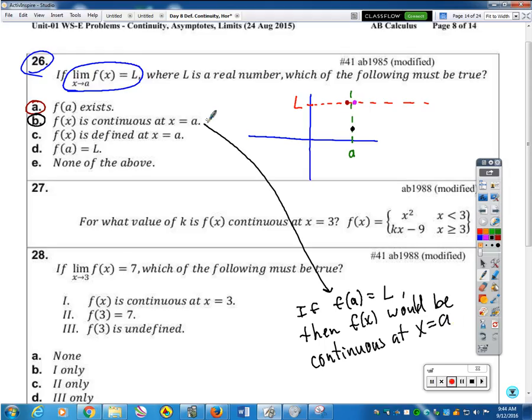But since we don't know anything about f of A, is this statement B, Sarah, must be true, must be false, could be true, could be false? Could be true. Statement B could be true if we had more information, we just don't know. We don't know anything about the middle dot. Perfect. Four tickets for that.